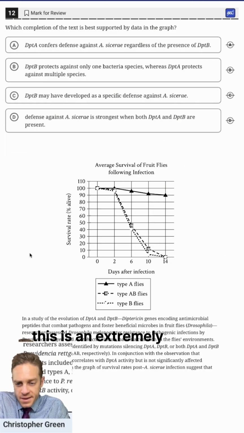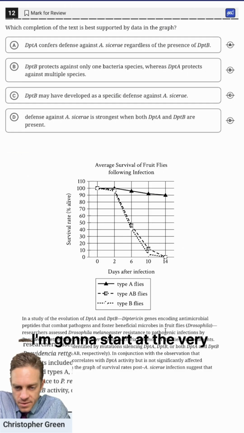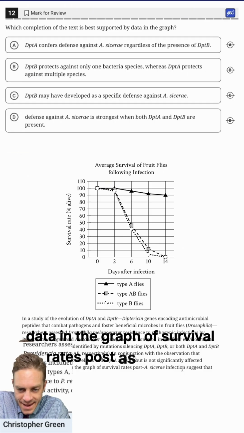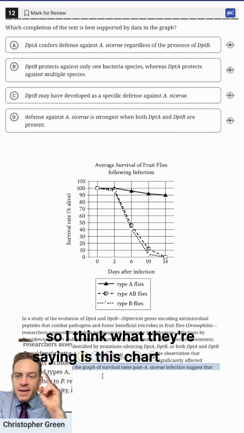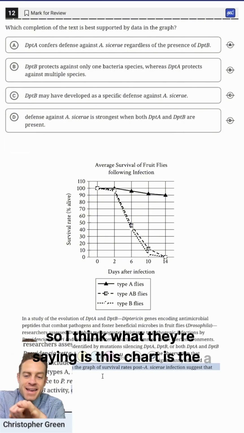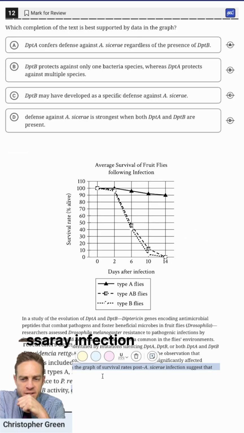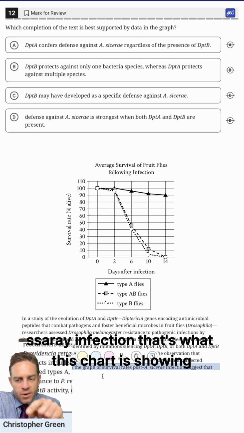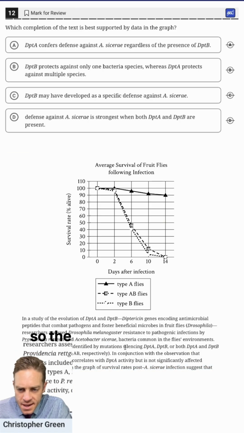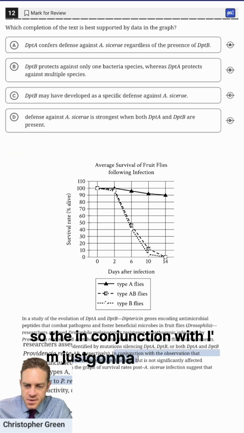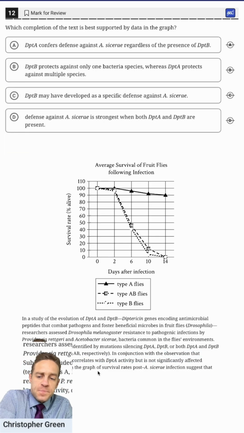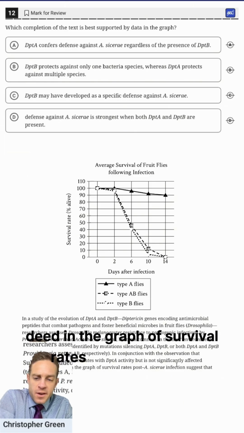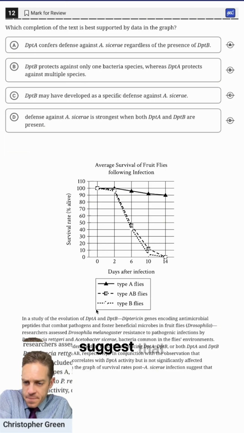This is an extremely dense question. I'm going to start at the very end. Data in the graph of survival rates post-AS infection. So I think what they're saying is this chart is the AS infection. That's what this chart is showing. So in conjunction with, I'm going to set that completely aside and just ignore that. So data in the graph of survival rates post-AS infection suggests that.